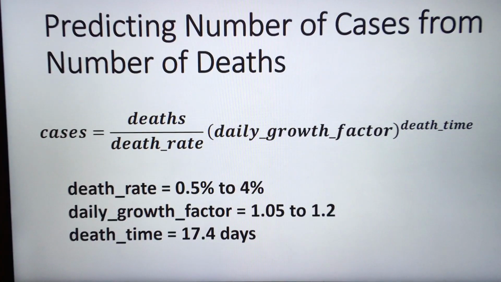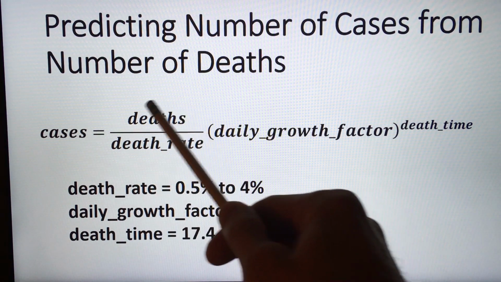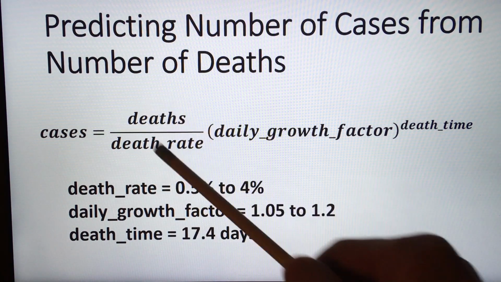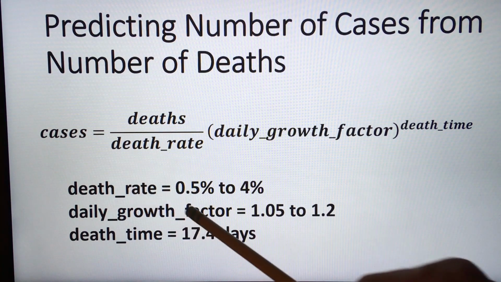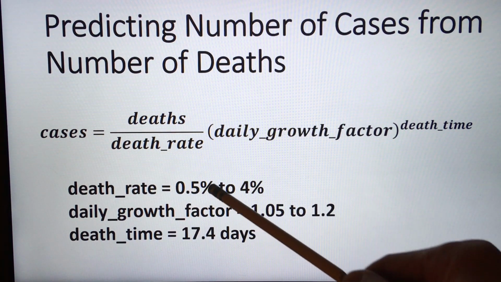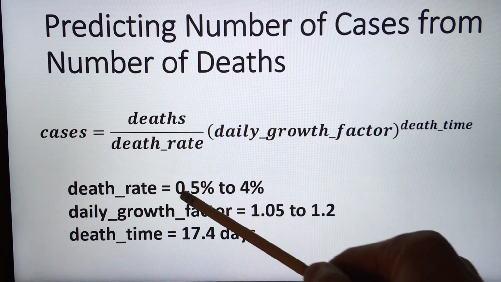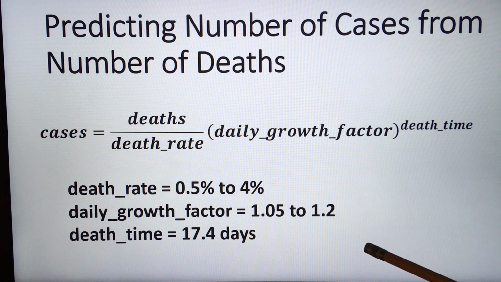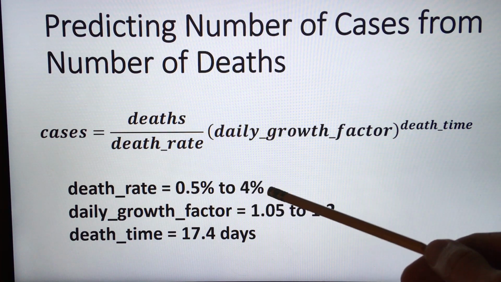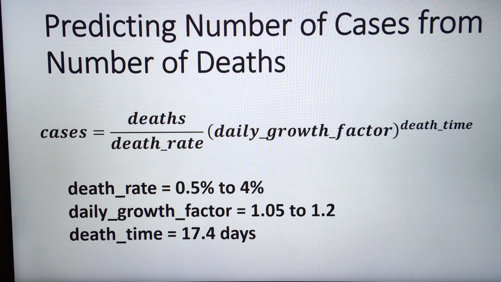So here's the formula. The number of cases, this is what we're trying to predict in terms of the number of deaths. This is the input, and these other three things are parameters. How many people are going to die? Well, if your healthcare system is kind of working and you can take care of people, the low end is like 0.5%. If your healthcare system is overcrowded and you can't take care of people, it's more like 4%. And we've seen both of these cases depending on the country and how jammed up their healthcare system is.